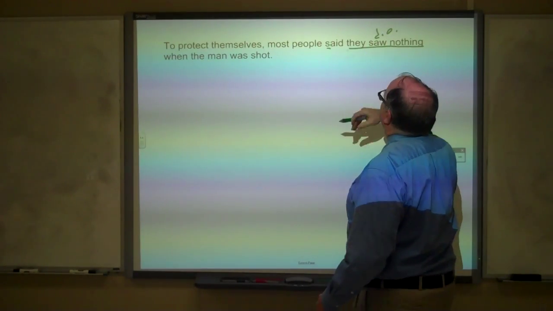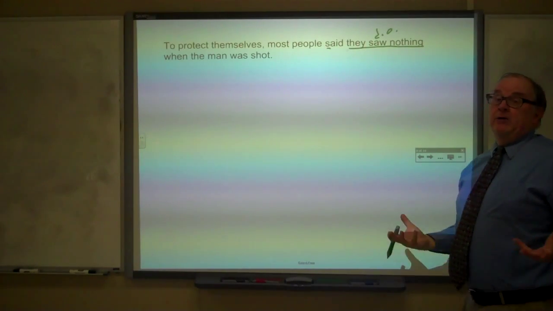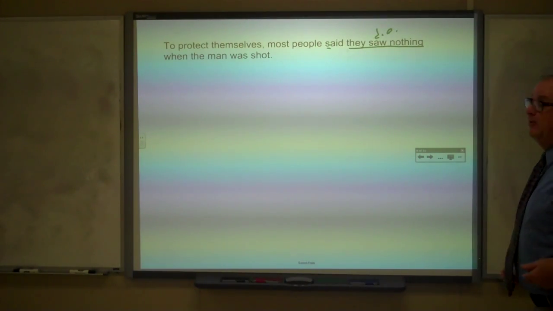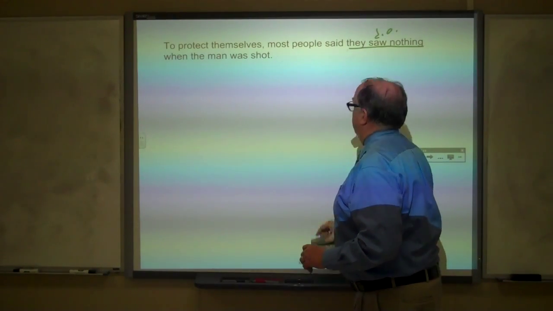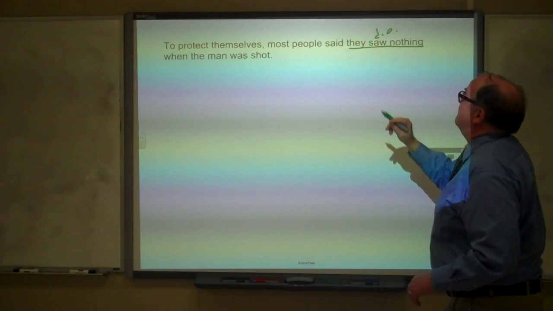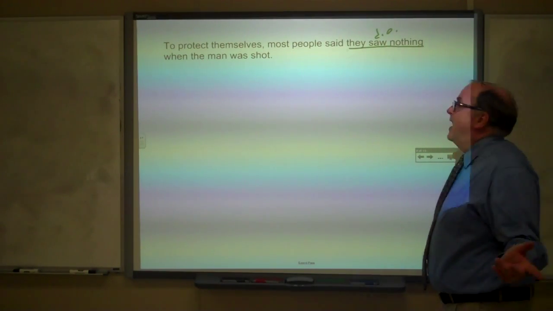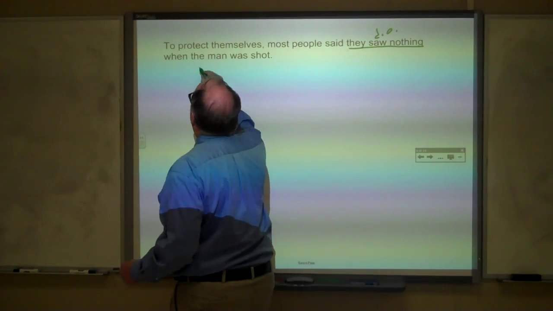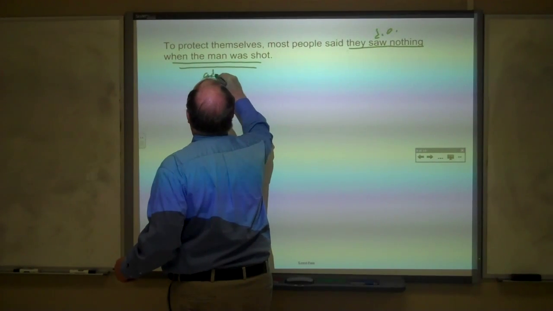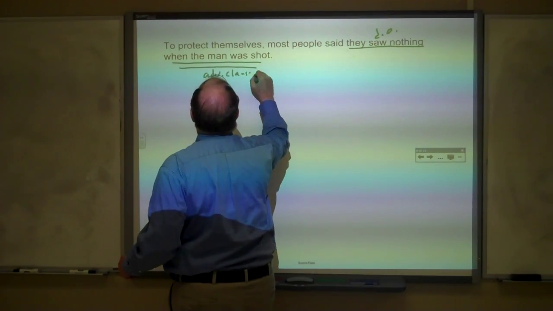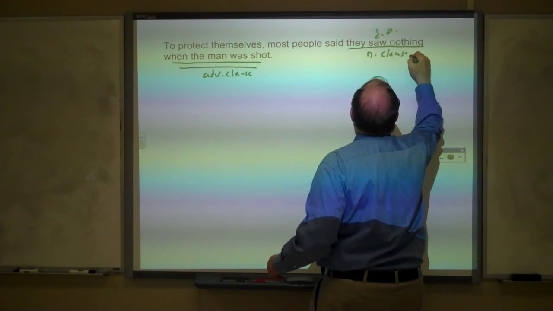They saw. People said what? They said they saw nothing. Again, we could have the word that. By the way I wrote the sentence, I did not include the word that. And then, when the man was shot, what's that? Ooh, an adverb clause. So I'll put 2 lines under that. That's an adverb clause. So we have a noun clause and an adverb clause.